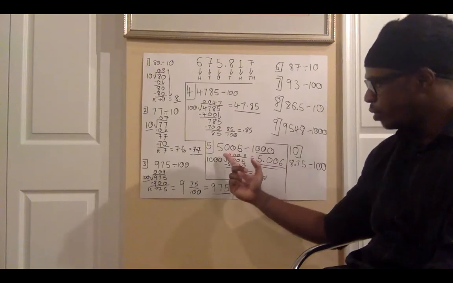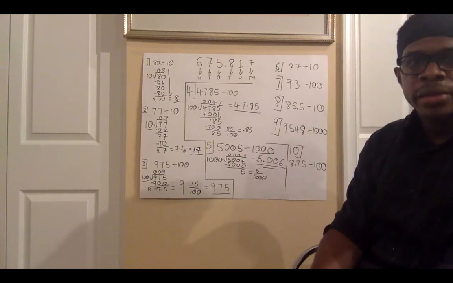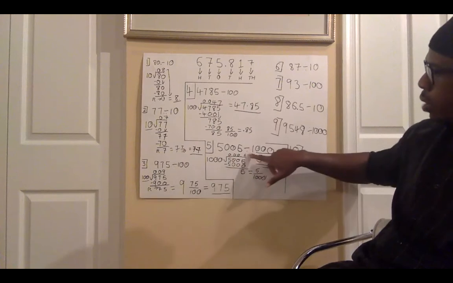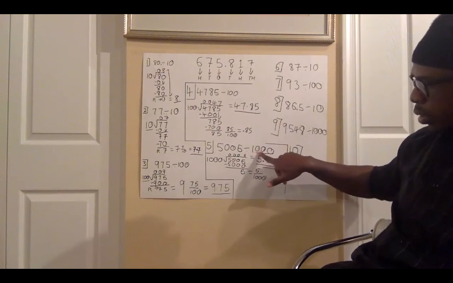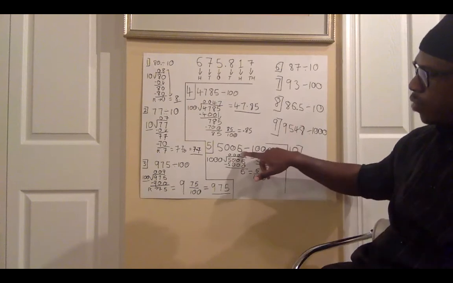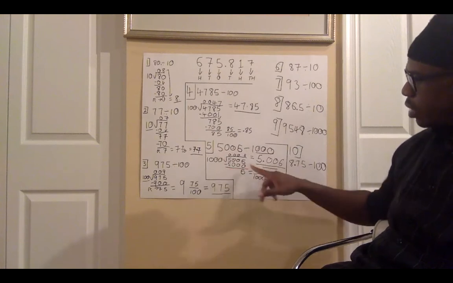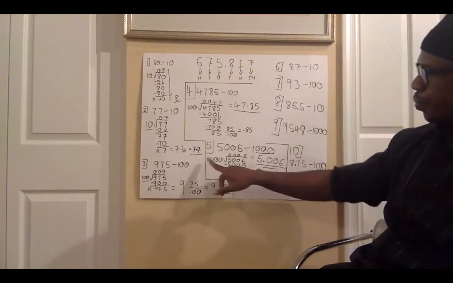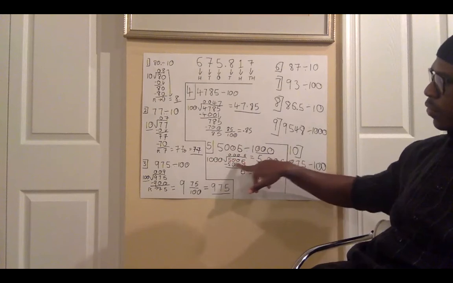So number 5, I have 5,006 divided by 1,000. Before I do the math, I'm dividing, so I know I'm moving the decimal to the left. I'm dividing by 1,000. There are 1, 2, 3 zeros, so I know I'm moving it 3 times to the left. So it's going to be 1, 2, 3. So my answer should be 5.006. Now, let's check it.